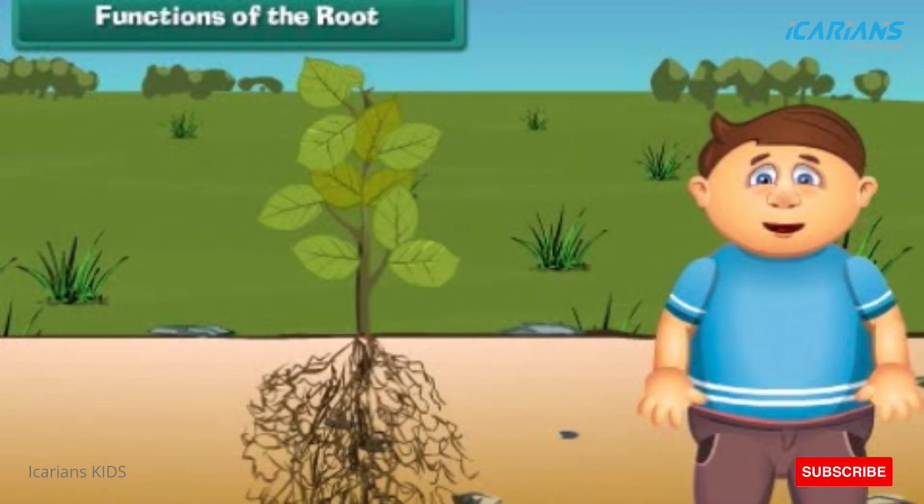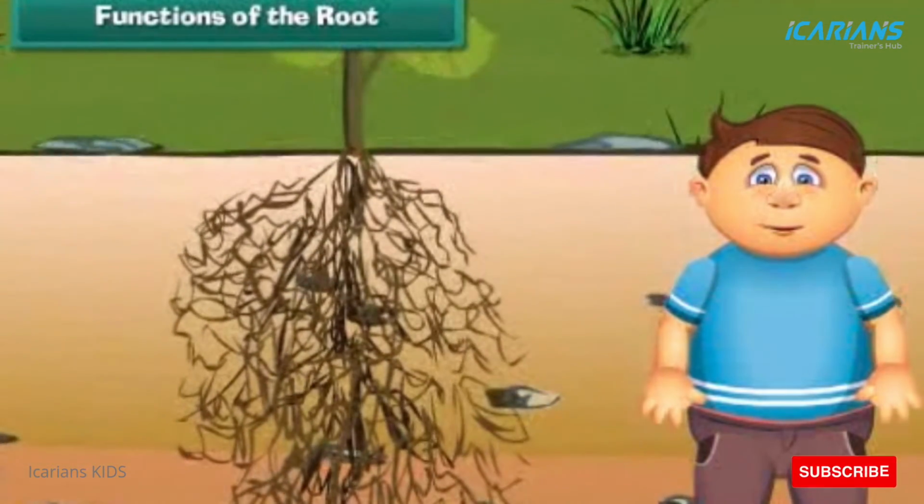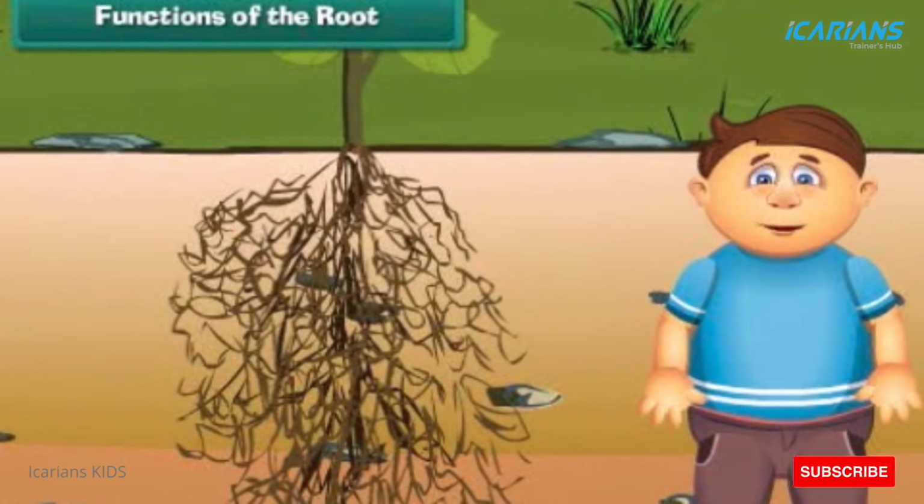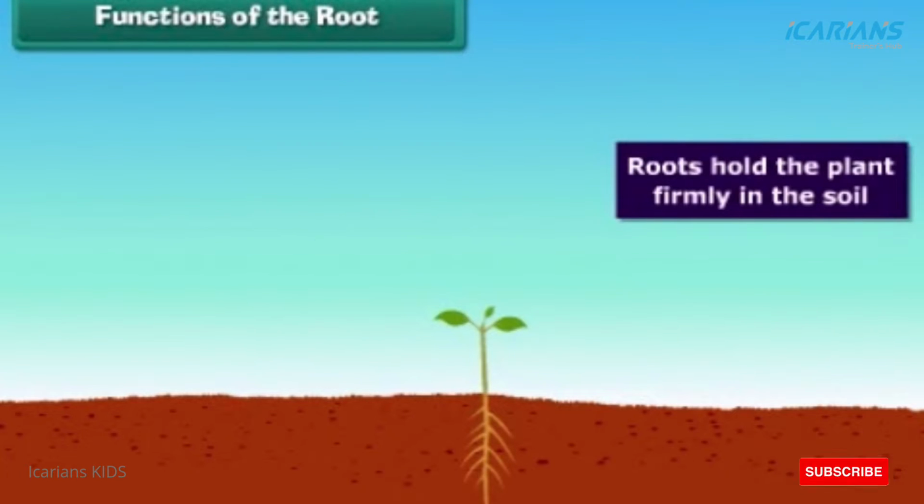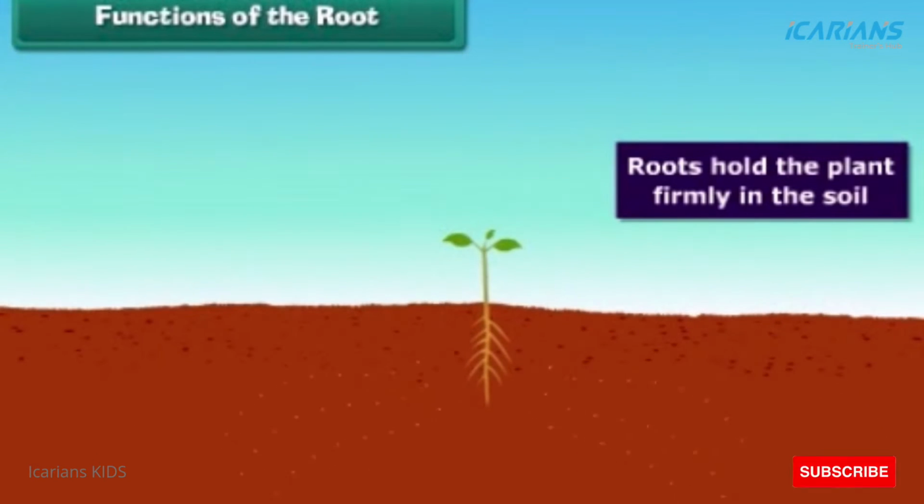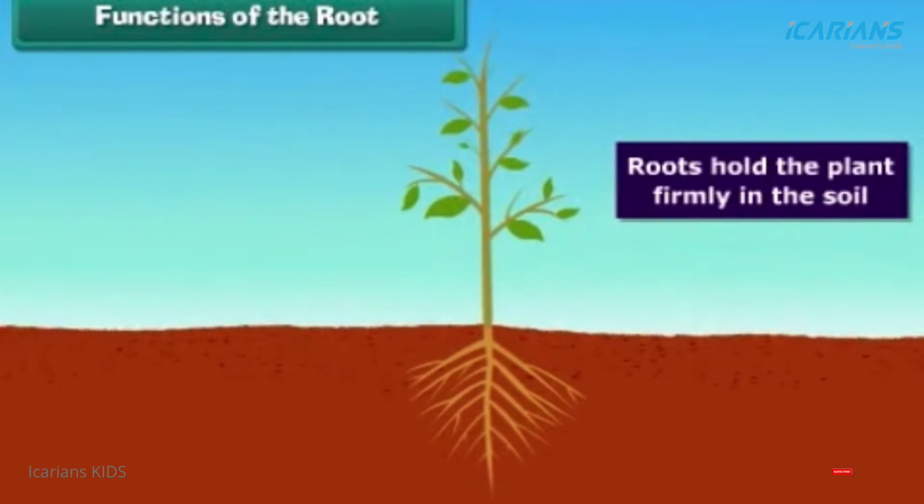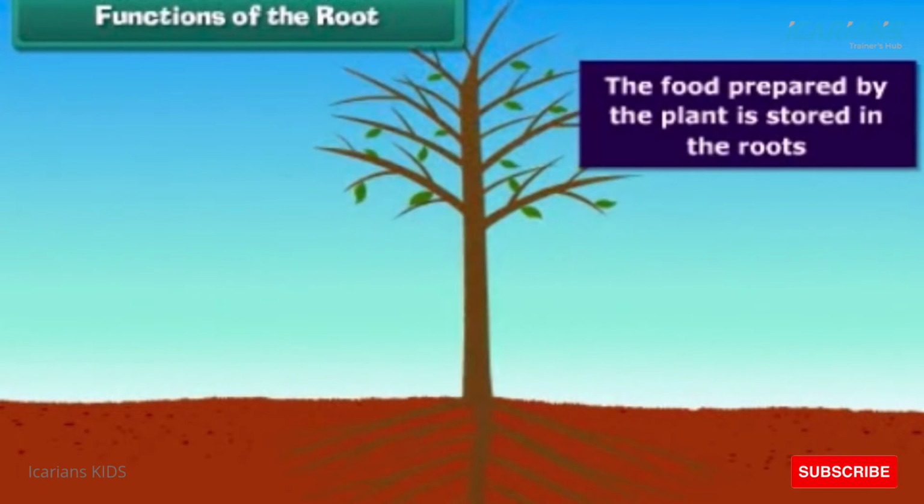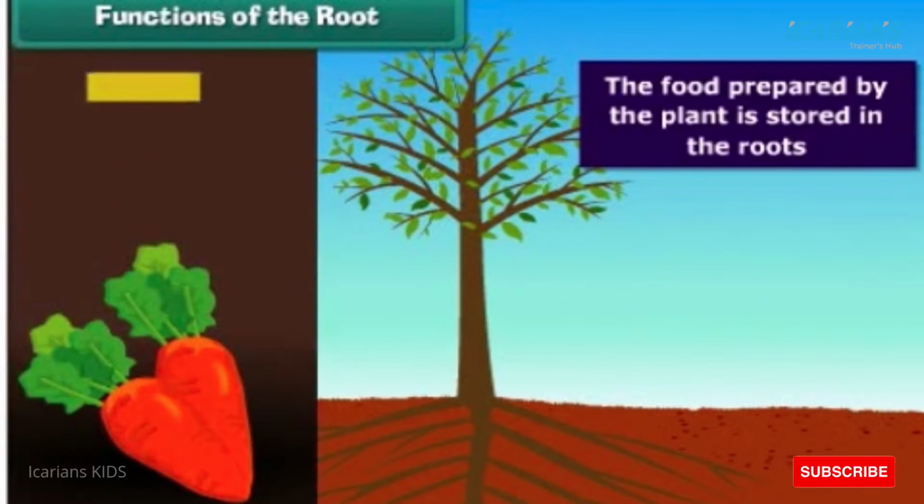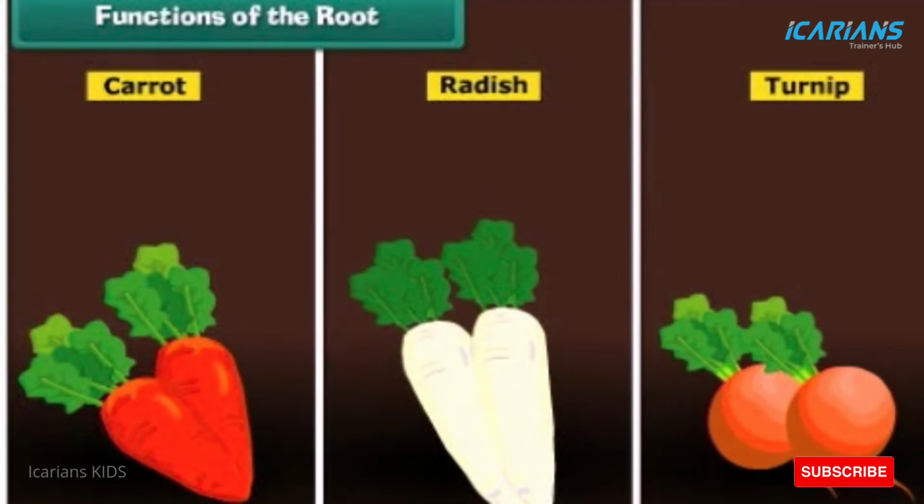Till now we have learnt the structure and types of roots. But now the question is, what are the functions of the roots? Friends, roots hold the plant firmly in the soil. They also absorb water and nutrients from the soil and send them to the other parts of the plant. Roots also store food in some plants such as carrot, radish and turnip. The food prepared by the plant is stored in the roots. We eat these roots and get nutrition.